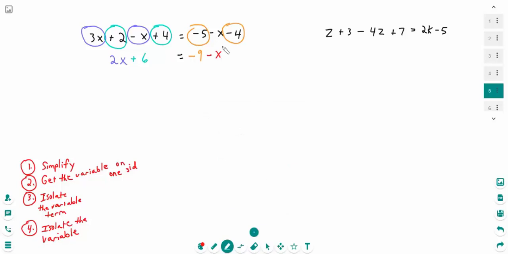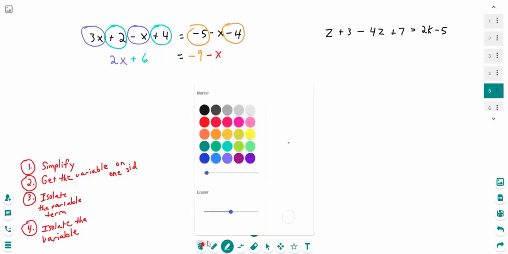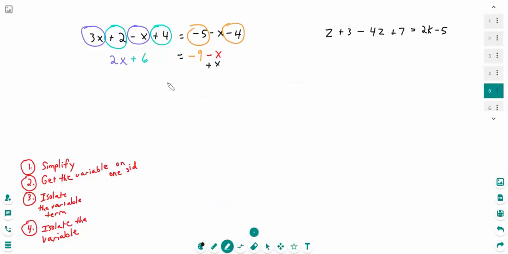Now we've simplified. The next step is to get the variable on one side. And here we don't have it on one side. We have it on two sides. So in this case, again, like I said earlier, I like to move the negative variable if there is one. So here we have the negative variable. So we're just going to add this x to both sides, and I'm going to add it right below my other x. Keep those in line, makes it easier to add them. These are going to cross out, and we're going to end up with a negative 9. And then over here, I've got 2x plus a 1x. Remember, there's that invisible 1 right here. So that's going to give me a 3x plus the 6.